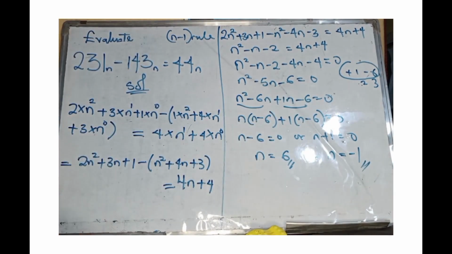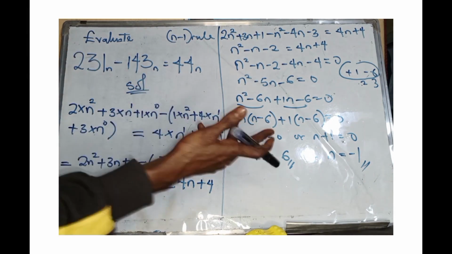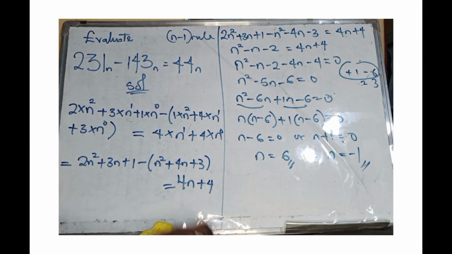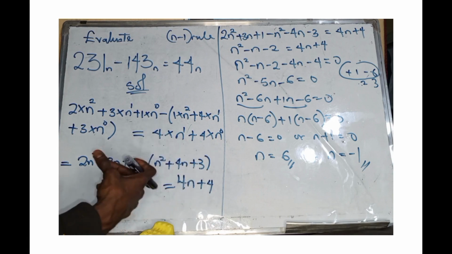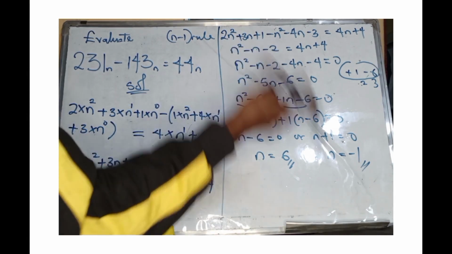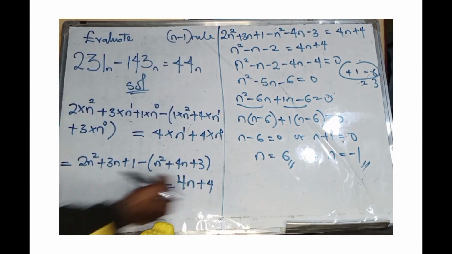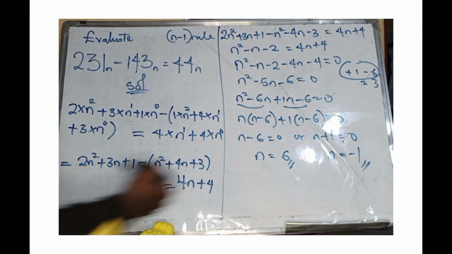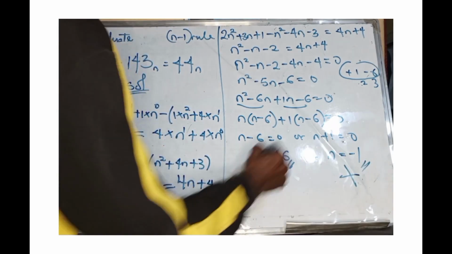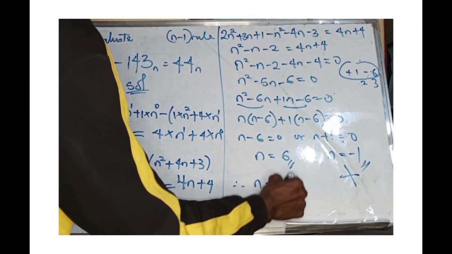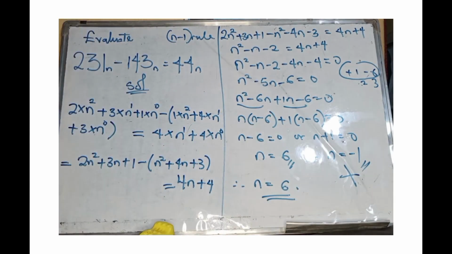Now which of these is my answer? You see, since the value of n, the base of our number, cannot be either negative or a fraction, definitely it has to be a positive number. Is that clear? So therefore this is not our answer. Our answer here is equal to what? Positive 6. So this is my answer.